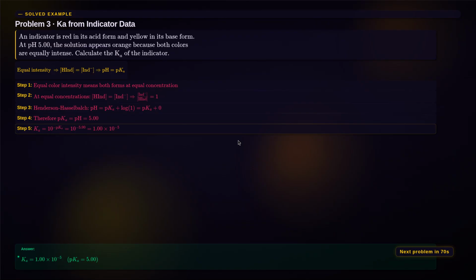Step 5. Ka equals 10 to the negative pKa equals 10 to the negative 5.00, which is 1.00 times 10 to the negative 5. The answer is Ka equals 1.00 times 10 to the negative 5.